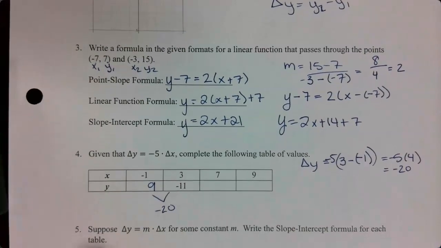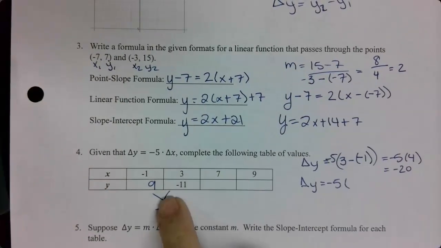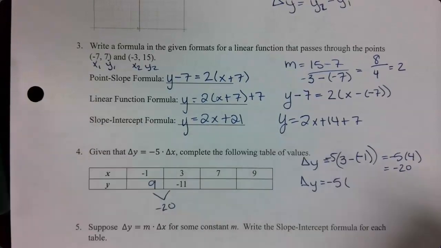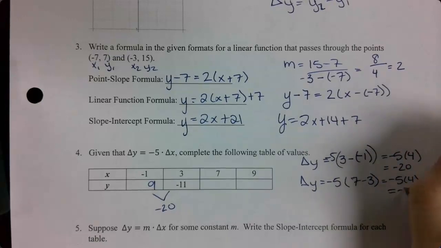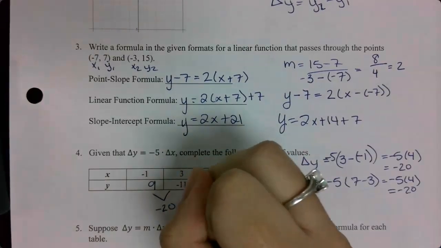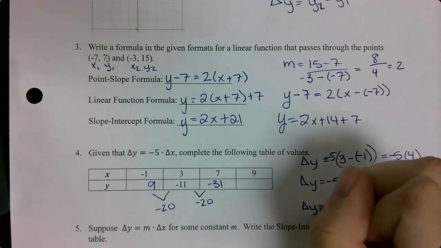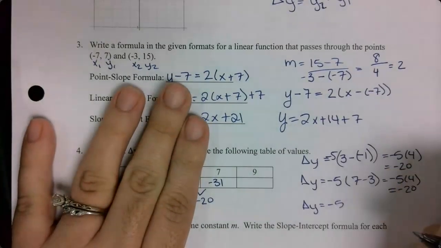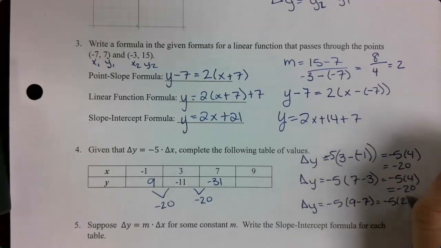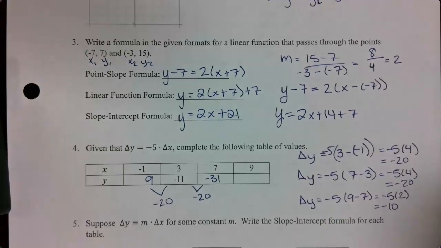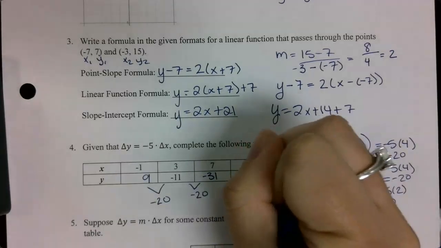Then I want to do the same thing for the next one. So I'm going to do my delta y, negative 5 times, I'm looking between 7 and 3 because I'm just focusing on those two boxes for now. So I'm going to have 7 minus 3, which again is negative 5 times 4, which is again negative 20. So since I'm going this way, I'm going to subtract the 20, which gets me negative 31. And I'm going to do the same thing for my last two boxes, so between the 7 and the 9. That is going to be 9 minus 7, which is 2. Negative 5 times 2 is negative 10. So for between these two boxes, I want to count down 10. That is going to be negative 41.